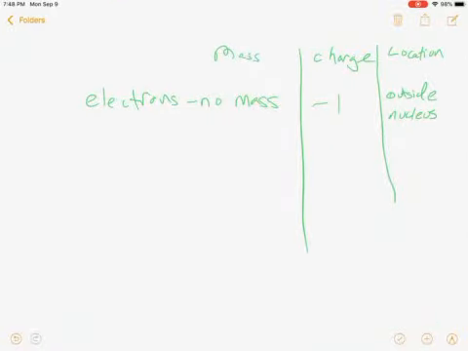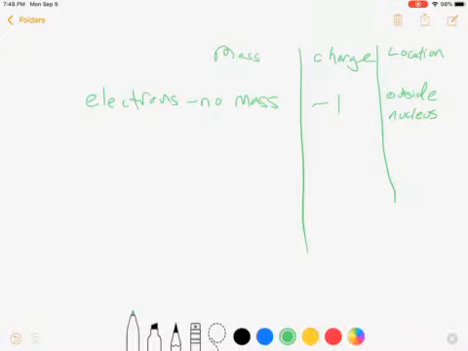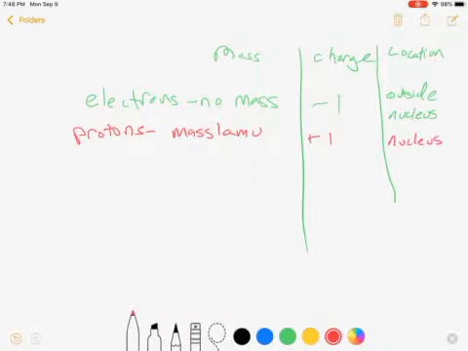So our protons, we'll keep the color going here. They have a mass of 1 atomic mass unit. They have a charge of +1, and their location is in the nucleus of our atom.